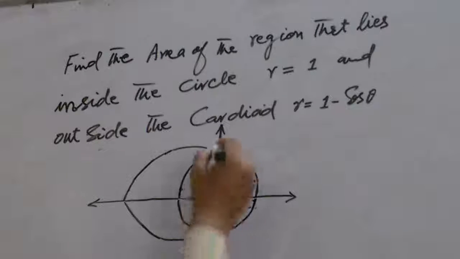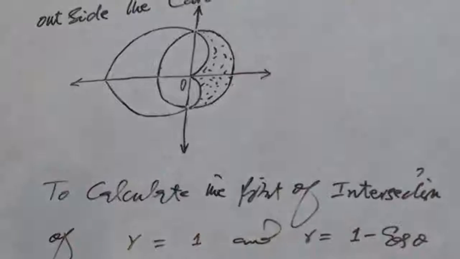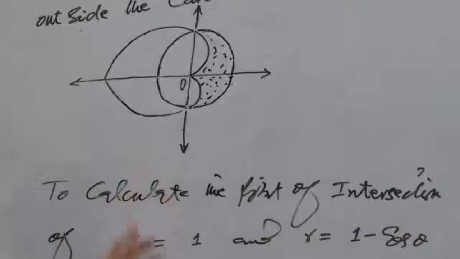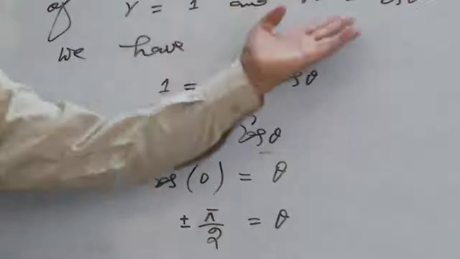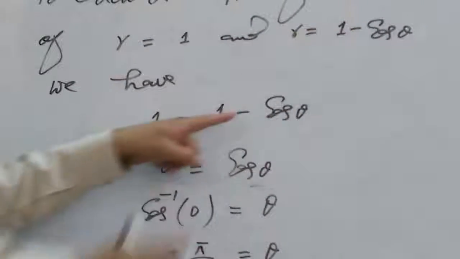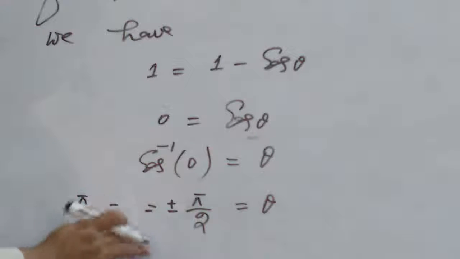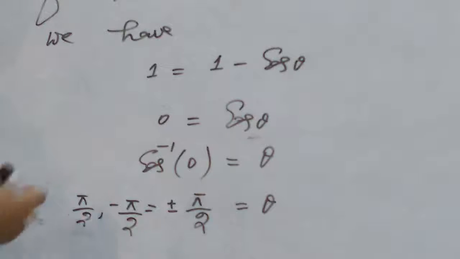These two are the points of intersection of these two curves. First, we have to calculate the point of intersection of these two curves, r = 1 and r = 1 minus cos theta. Substitute r = 1 in the equation r = 1 minus cos theta. After the simplification, theta is equal to plus or minus pi divided by 2. So the points of intersection of these two curves are plus pi divided by 2 and minus pi divided by 2.